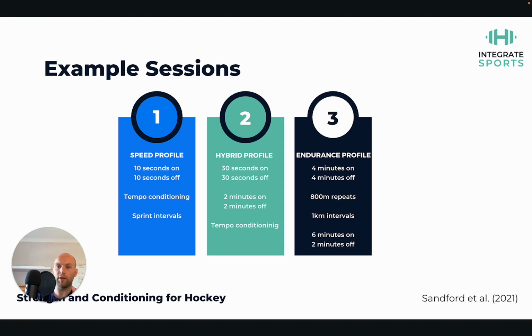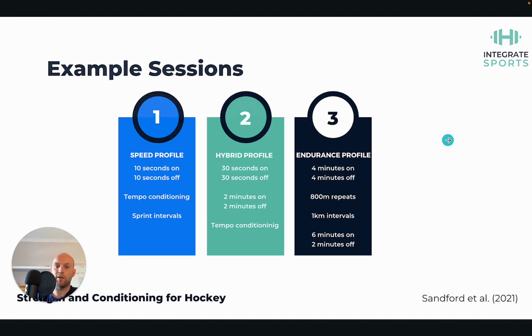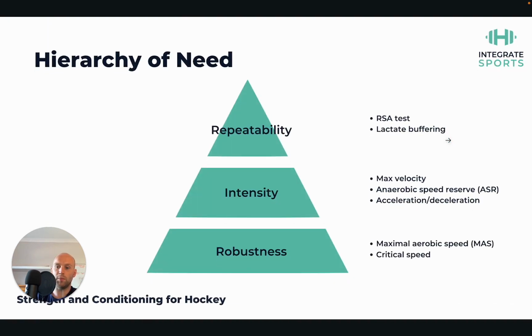A hybrid profile in the middle is going to do a mixture of both: short intervals, long intervals, tempo intervals, so 30s, 2 minutes, and tempo conditioning. And then your more endurance profile is going to be suited to the longer aerobic efforts because they've got that capacity and slow twitch profile by design. So things like 4 minutes on, 4 minutes off, 800 meter intervals, 1K repeats, 6 minutes on, 2 minutes off, that kind of thing will suit their profile a little bit more. So that gives you some ideas of how you can match the training prescription to the individual.